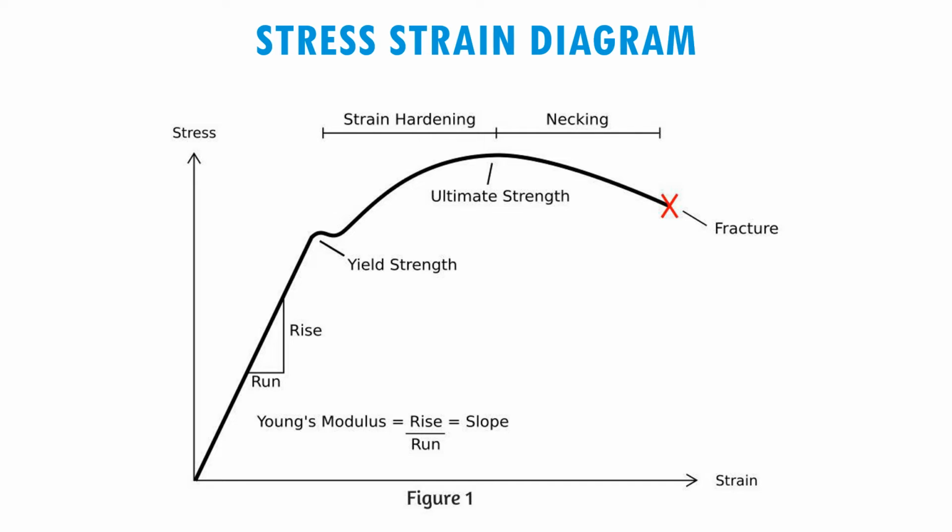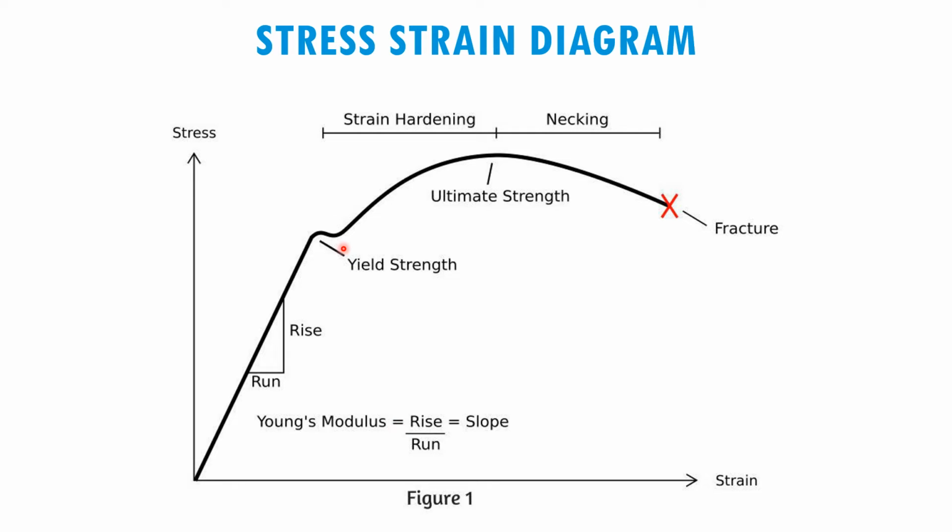Now let us look into the stress strain diagram. If you are familiar with this one, this is what we see during the tensile test. This is the graph for the stress and strain: here is the stress and this is the strain. This is the line before we reach the yield strength. This is what we call the Young modulus or the modulus of elasticity, which is the slope of this line.